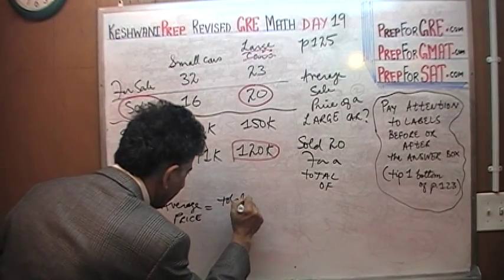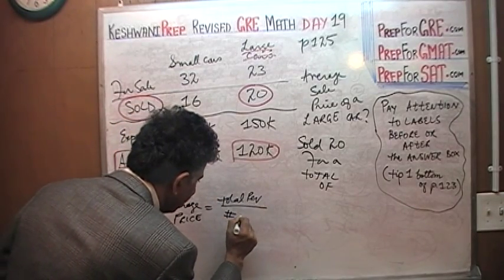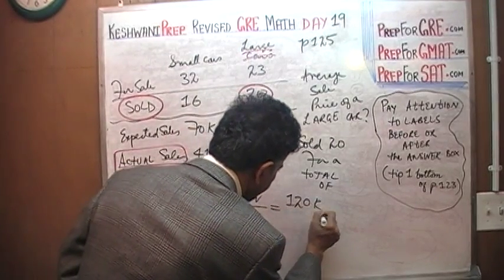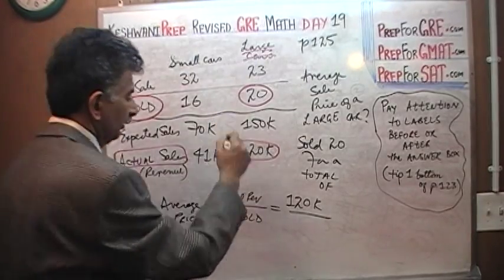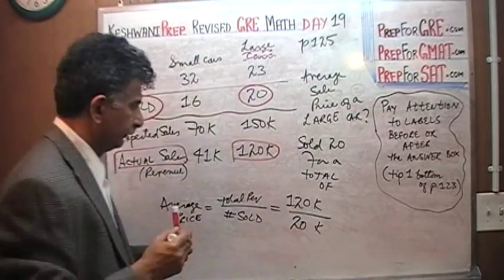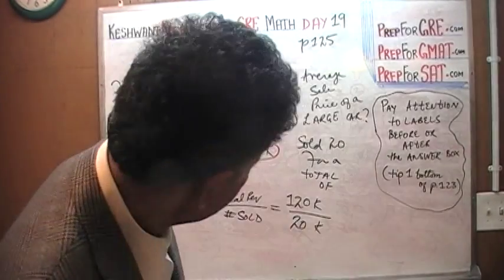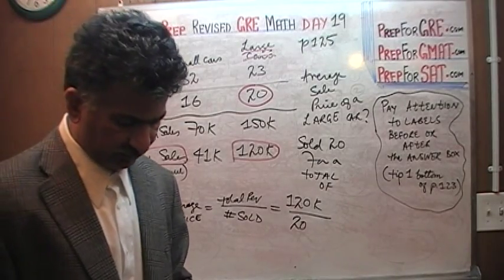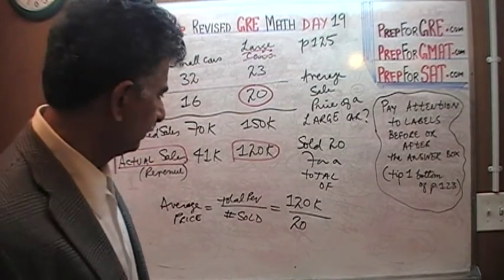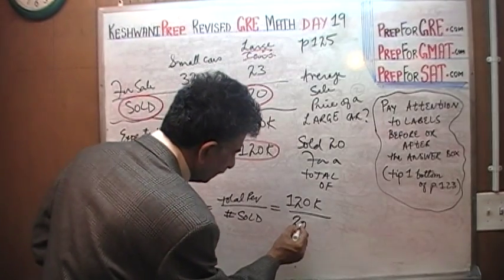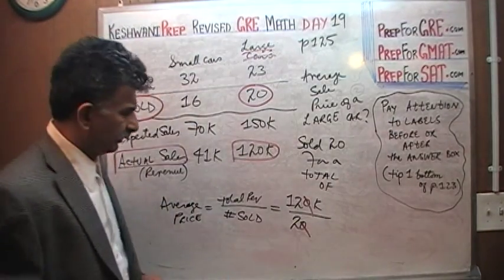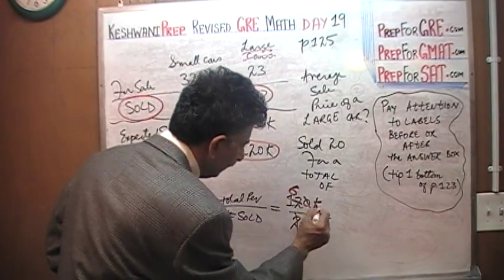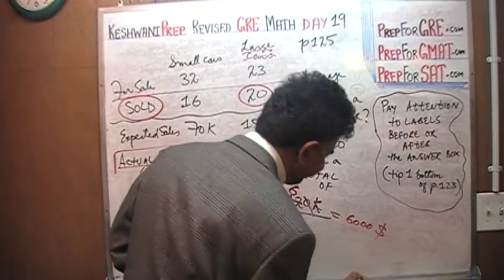So the average price is going to be the total revenue over the number sold. We got $120,000 for a sale of 20,000 cars. No, not 20,000 cars, 20 cars. Because if we did sell 20,000 cars, we'd be selling the cars for $6 each. I know times are tough, but they're not that tough. Okay, so 0 goes out and 12 divided by 2 is 6. So 6K, or $6,000. That's your answer.